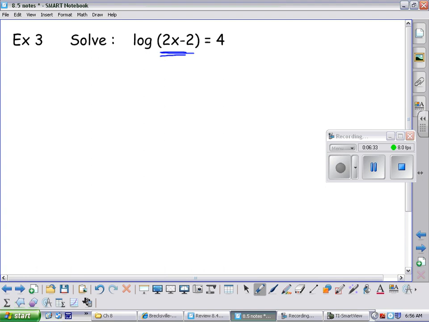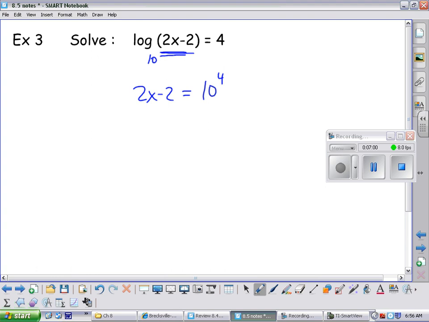What's the easiest way to do that? I put my 10 in there. So I'm going to go 10 to the what? 10 to the fourth, and set that equal to 2x minus 2. 10 to the fourth equals 2x minus 2.